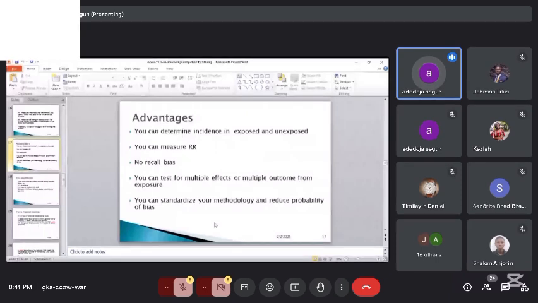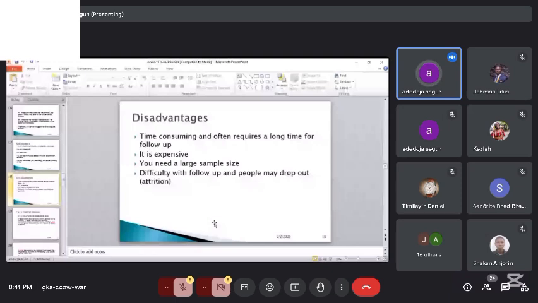The disadvantages of a cohort study, as we all know. Imagine we are trying to carry out a particular study that takes us like 6 months or 2 years. It is time consuming. It often requires a long time for follow-up. Therefore, since it takes time, it might be expensive. It is very, very costly.